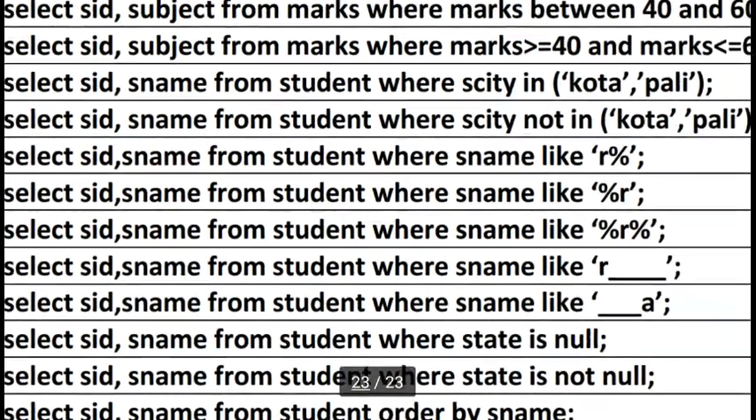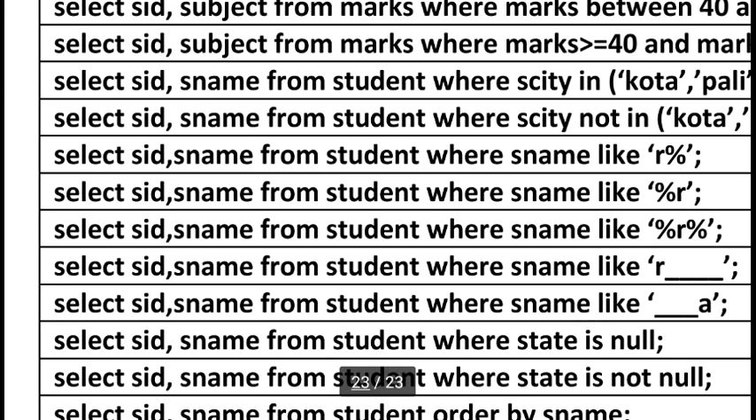Okay, here the new thing is pattern matching commands. For example, select SID, SNAME from student where SNAME like 'R%'. So every student name that starts with R, the first letter must be R, with the remaining part of any length, will be included. And select SID, SNAME from student where SNAME like '%R'. So the last letter is R and before the last letter anything, so it will be included.